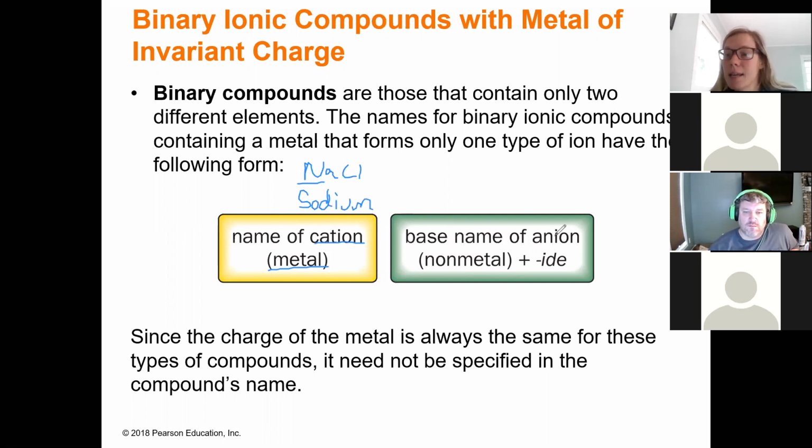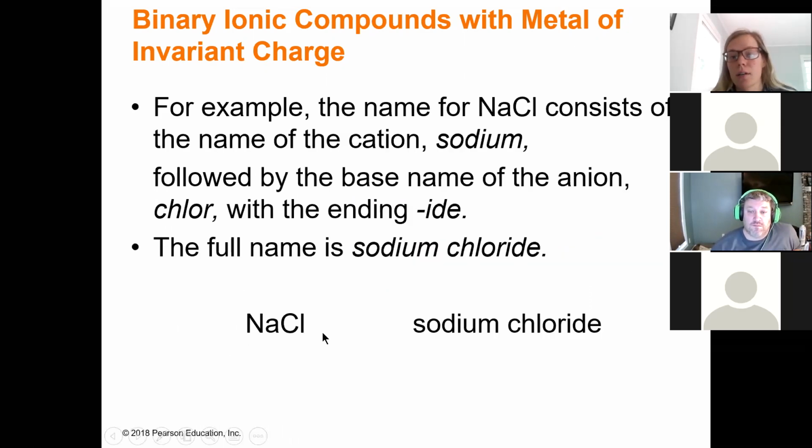We're going to take the base name of the anion. So instead of using chlorine, we'll use chlor, and we're going to add an IDE to the end of it. So it becomes chloride, sodium chloride. We don't call it sodium chlorine. We call it sodium chloride, okay? So the IDE is letting you know that you're talking about the element. And that's it for that one. So here, sodium chloride.